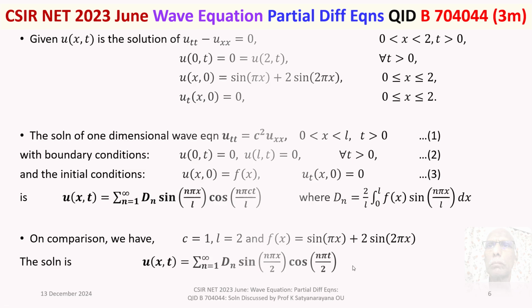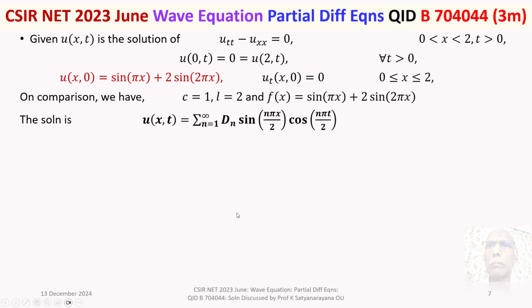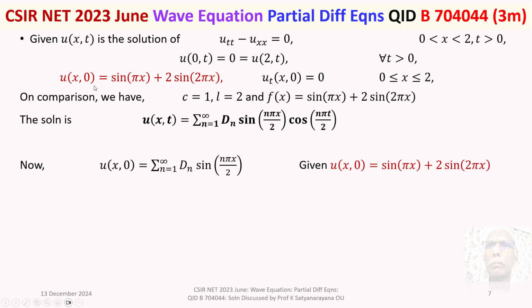We move to the next slide for the further discussion. Yes, that's what we have. Now, what we have not used so far is this condition u at x comma 0 is sin pi x plus 2 sin 2 pi x.